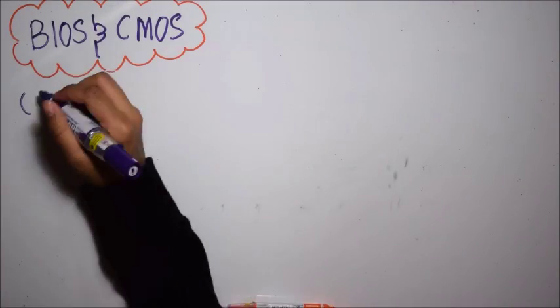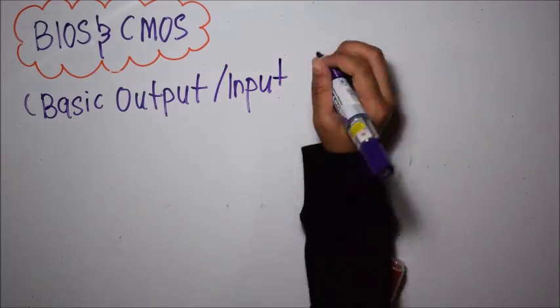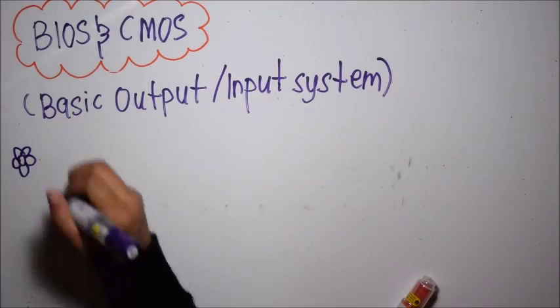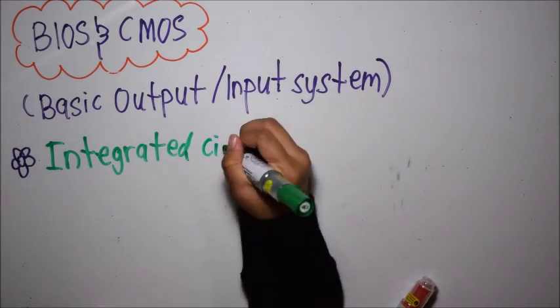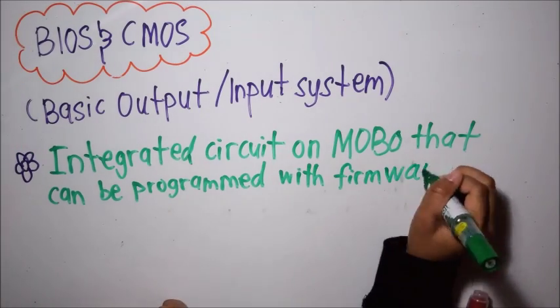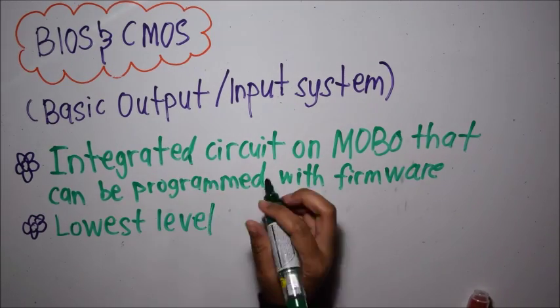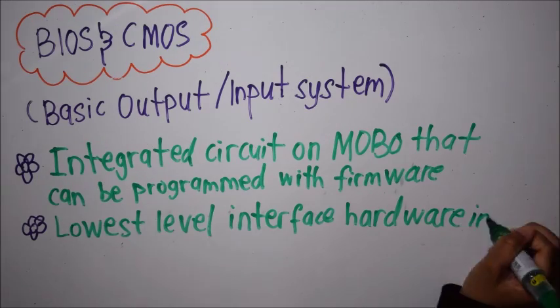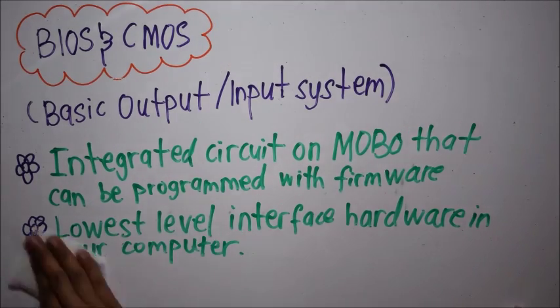So the first process is BIOS and CMOS. BIOS is known as Basic Input/Output System. It is an integrated circuit on the motherboard that can be programmed with firmware. It is the lowest level hardware interface in your computer.